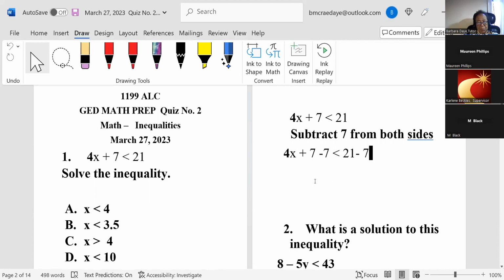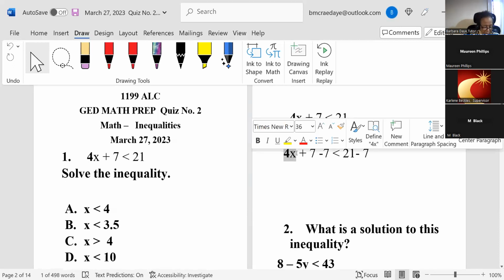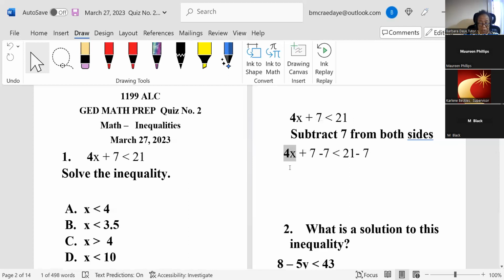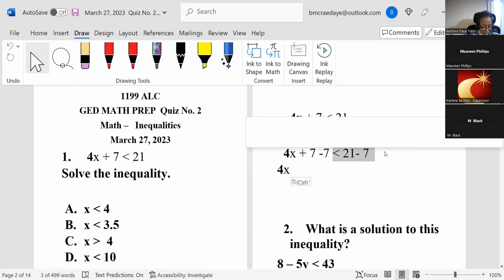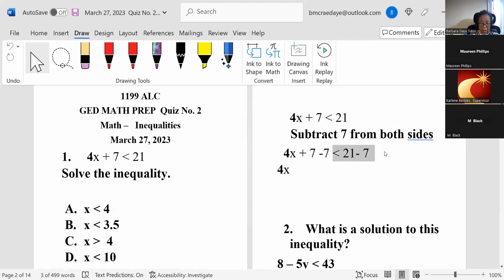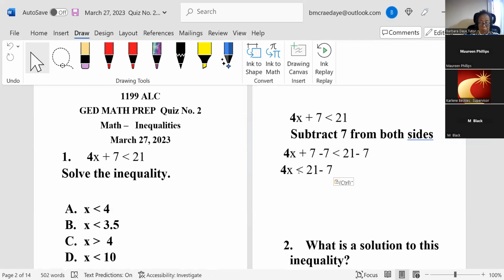Mercedes, what do you get after you subtract? I got 4x. Okay, you got 4x, because the plus 7 and the minus 7 gives you 0. So what do you get on the right side? I have the inequality sign, less than. Okay, so when you do the subtraction, what do you get? 21 minus 7 is what? 7 subtracted from 21, what does that give you?